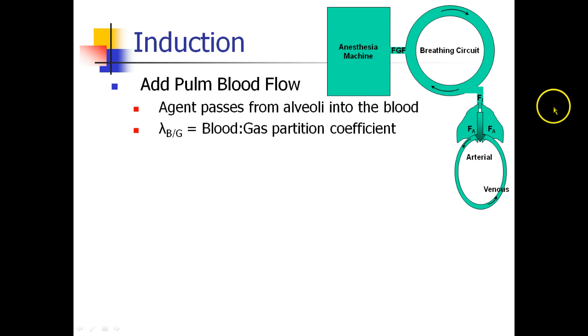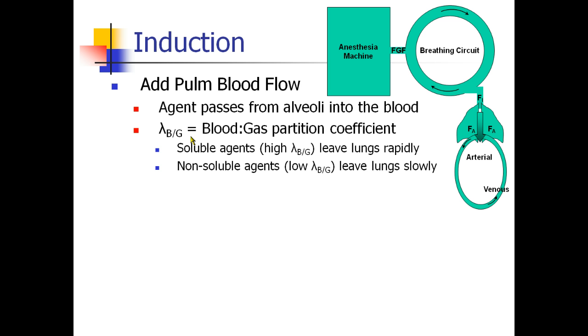Now, a system with just lungs isn't very interesting. We're going to add some pulmonary blood flow now, something to take agent away from the lungs. And it's going to become a little bit more interesting now. So we have agent passing from the lungs into the blood. And we have arterial blood that goes away from the lungs. We have venous blood that comes back towards the lungs. And how do we describe the movement of gas from the lungs to the blood? Well, that's our blood gas partition coefficient. Soluble agents with a high partition coefficient very rapidly leave the lungs because they're soluble in blood. The non-soluble agents with a low partition coefficient leave the lungs slowly because they are not very soluble.